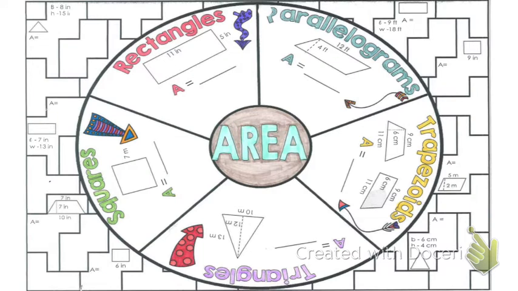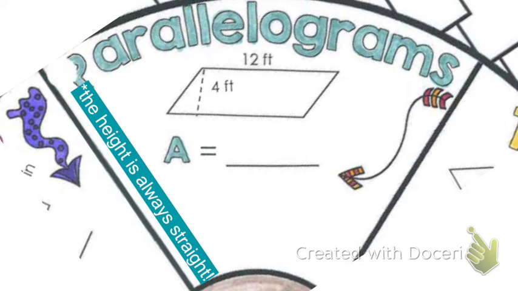So we're going to go to parallelograms. These are very similar, but there's one thing I want you to know about parallelograms that's very important. Right over here on the side, the height is always straight. I want you to know that the height is always, always, always a straight line. So the area formula for a parallelogram is the same as a rectangle: length times width, or base times height.